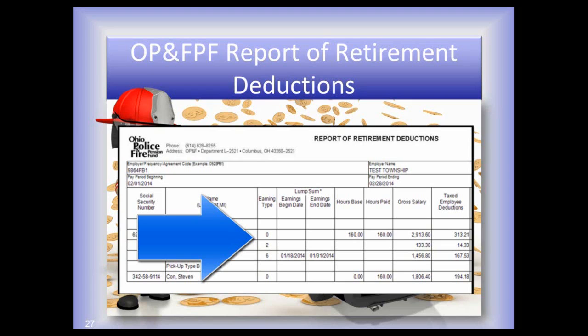Earning type D, stress or hazard pay. Do not report hours paid. Report the earning dates, which could be current or lump sum, depending on how you pay.